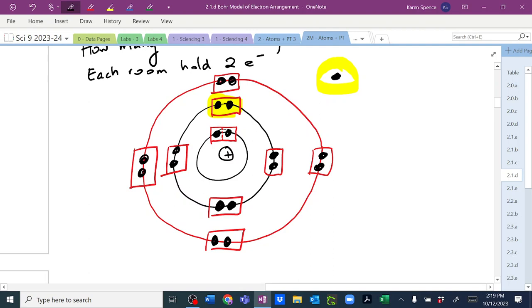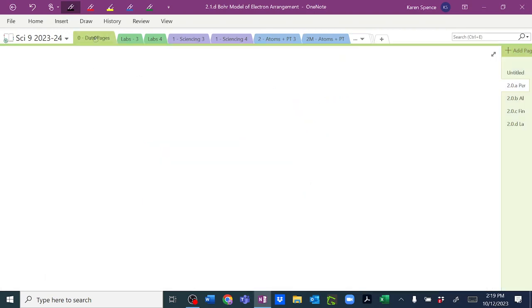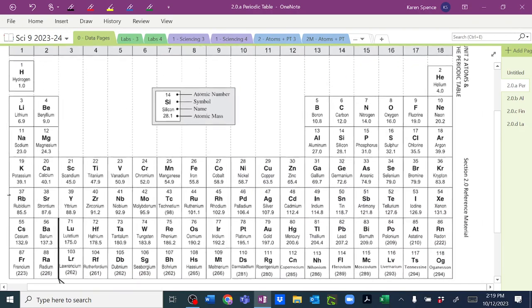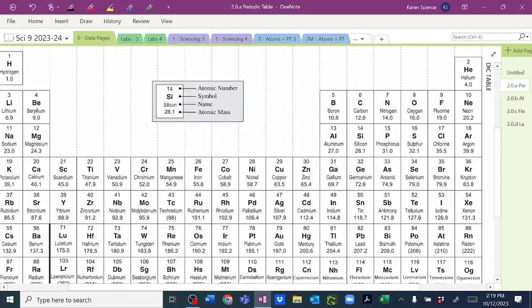How many electrons do we have in total now? We have 18. We've got 2 and 8 is 10 plus 8 is 18 electrons. I would like you to go look at your periodic table and guess which element we have drawn. We have 18 electrons. Which element do you think we have? We have argon, because guess what?